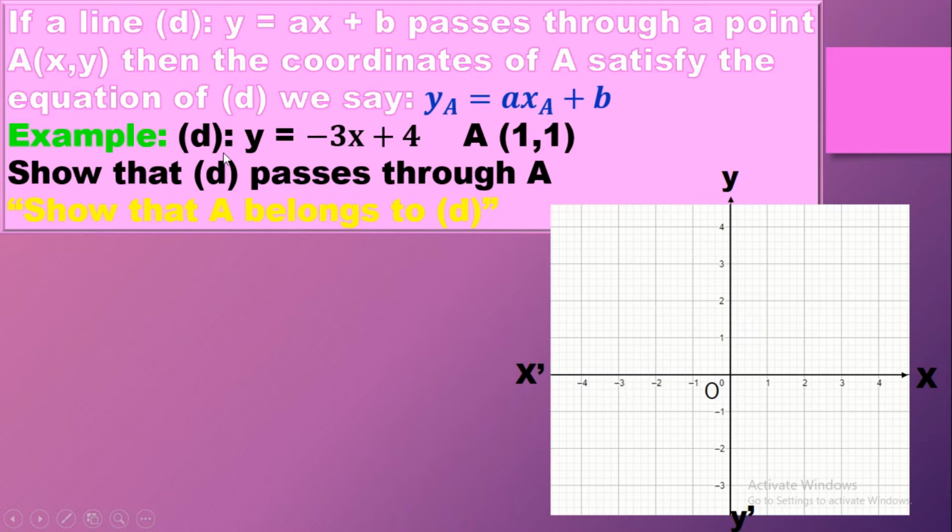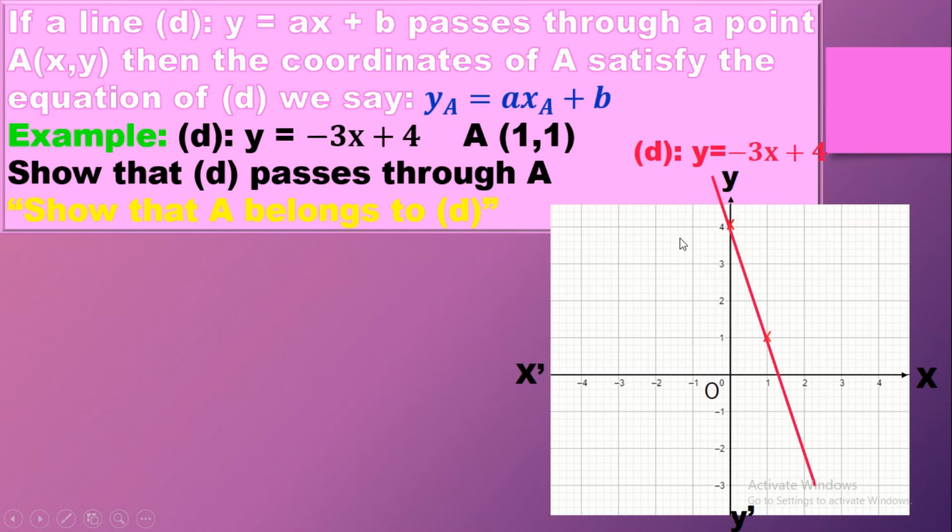First, let's start by drawing the straight line D. As you see here, we have y equals minus 3x plus 4. You have learned how to plot the particular points. The first particular point is (0, 4). The second one is the point (1, 1). When we join them, we get the straight line D having equation y equals minus 3x plus 4.